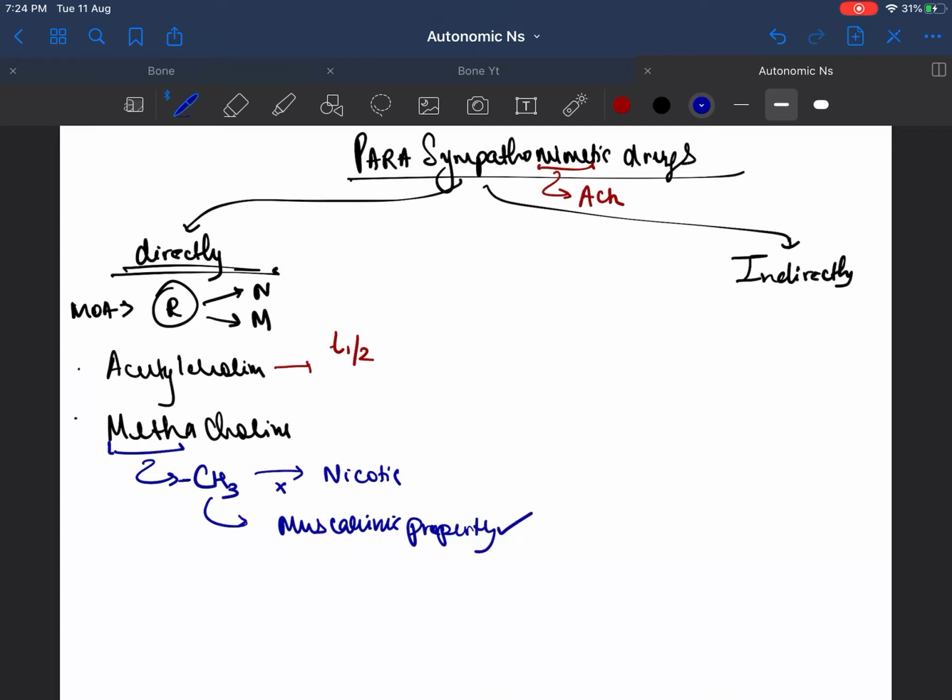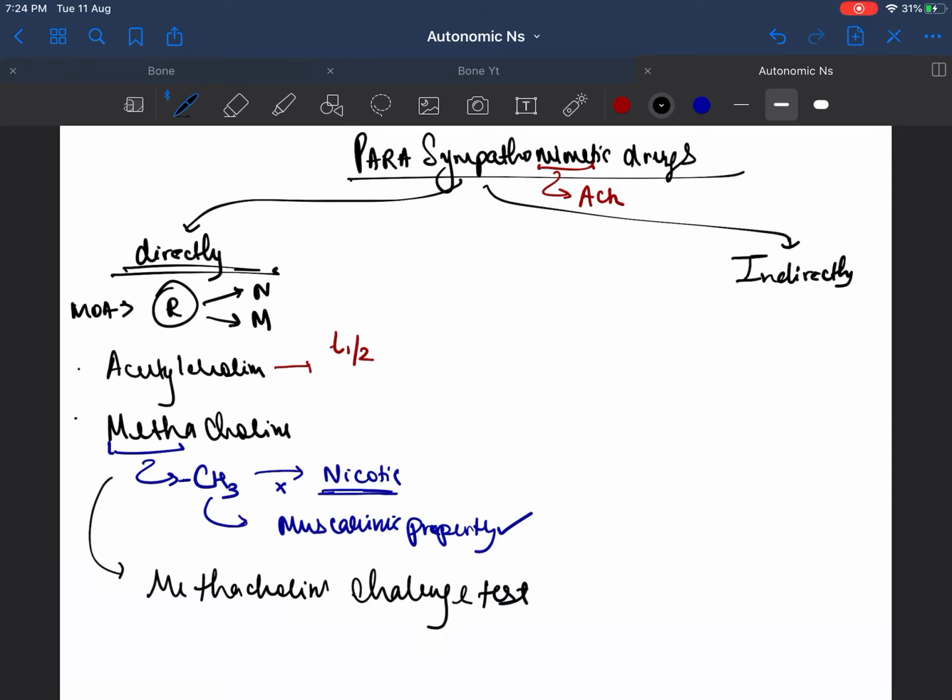So if your drug has a methyl group, it will never act on the nicotinic receptor. It will only act on the muscarinic receptor. So what is the therapeutic value of methacholine? For what is it used? It is used for something known as the methacholine challenge test.